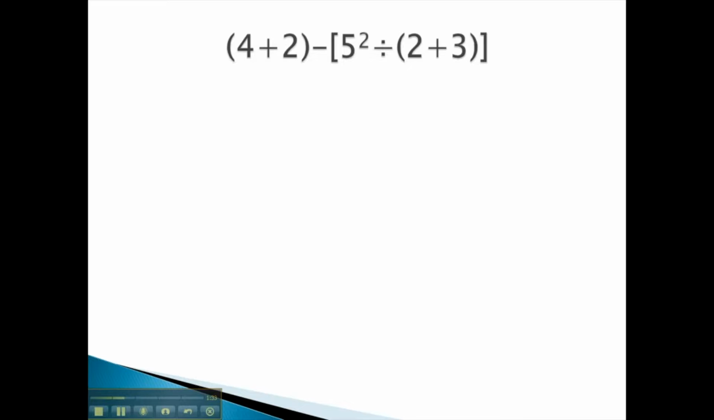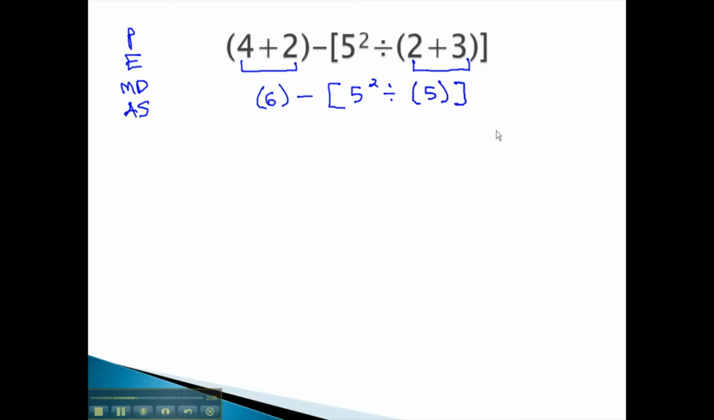Here we've got all sorts of stuff happening, but what we're most interested in is the innermost parentheses as we get started with our Please Excuse My Dear Aunt Sally. The innermost parentheses are these curved parentheses. There's nothing around those. And then this other curved parentheses is also innermost. So we can do those first because they're the inside parentheses. 4 plus 2 is 6, minus square parentheses, 5 squared, divided by 2 plus 3, that's 5. Again, notice the only thing I'm changing is that one step.